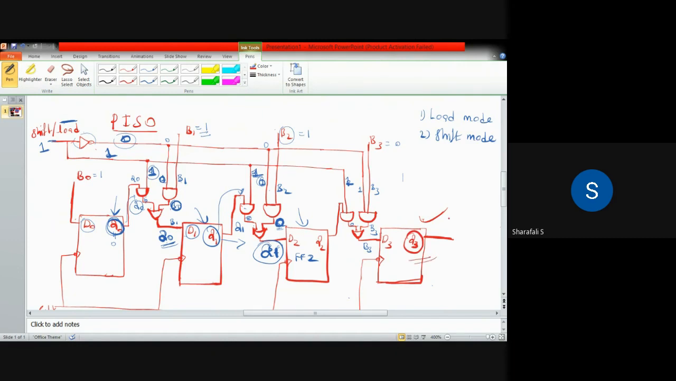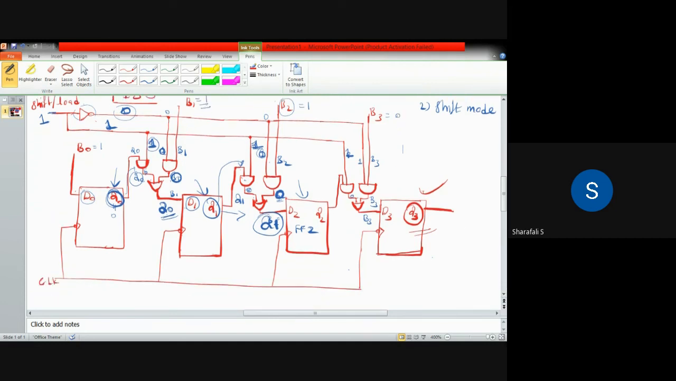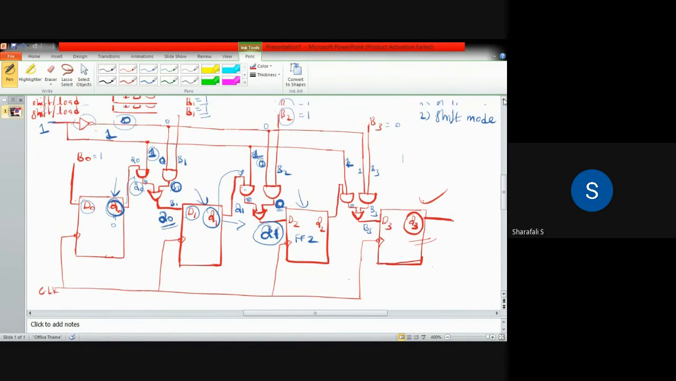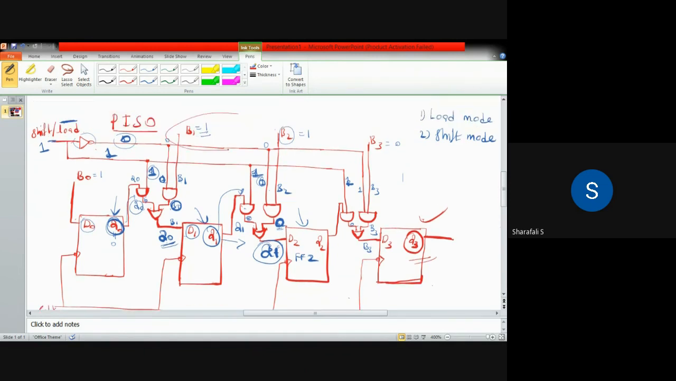So here we need four clock pulses. We can directly give these inputs parallelly, as you can see, but you have to take the output serially. In order to take the output, we need four clock pulse cycles. Okay, so these are the four different classifications of the shift registers.